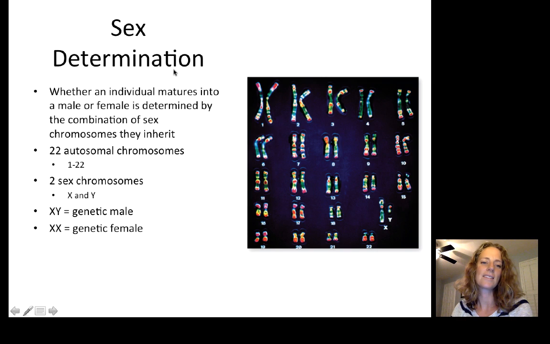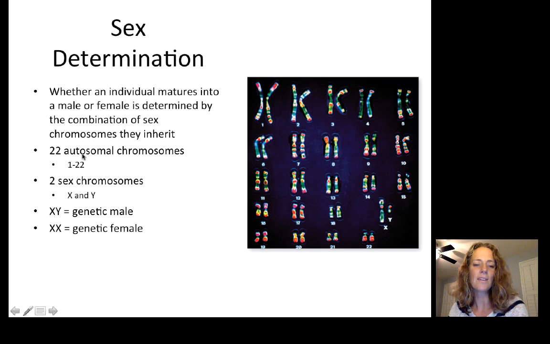So now let's get to sex determination. Sex determination is a fascinating topic that we are just going to skim over, but this is whether an individual matures into a male or a female. So this is how anatomically males get male reproductive tract and external genitalia, and females retain female reproductive tract or female external genitalia. There are several factors that go into sex determination. It's not as simple as you might think.